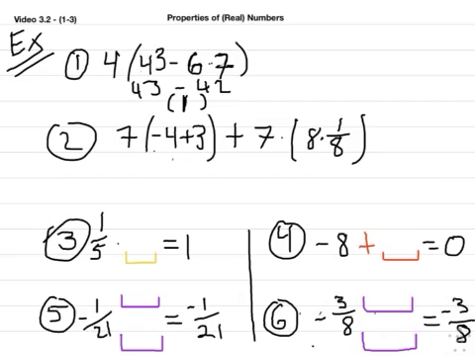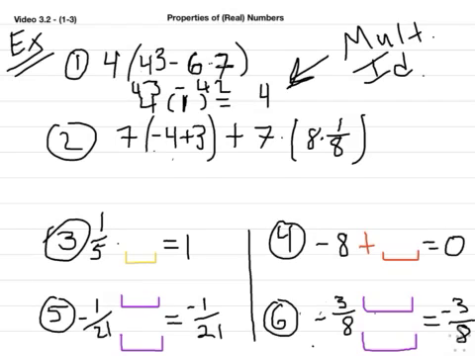And then we've got a 4 here. 4 times 1 equals what? 4. Okay, what property is that? 4 times 1 is 4. Multiplicative, because we're multiplying. Multiplicative identity, right? Because we multiply and we end up getting the same number at the end, 4, right? 4 times 1.